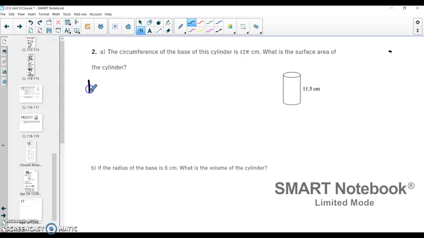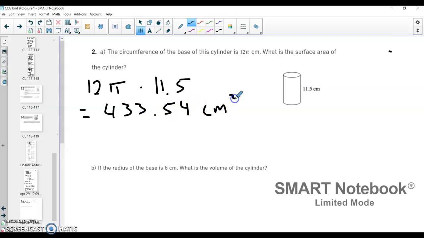I'm going to take 12 pi and multiply that by the height, which is 11.5. Sorry, let me grab my calculator. 12 pi times 11.5 gives me 433.54 centimeters squared, and that's the area of this middle part.